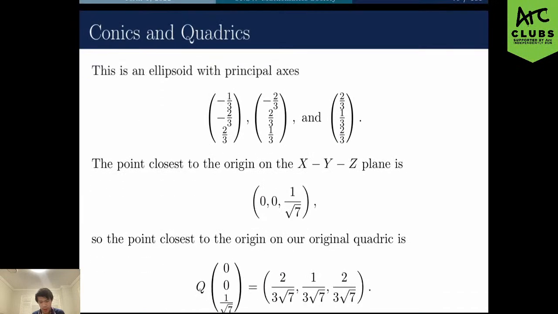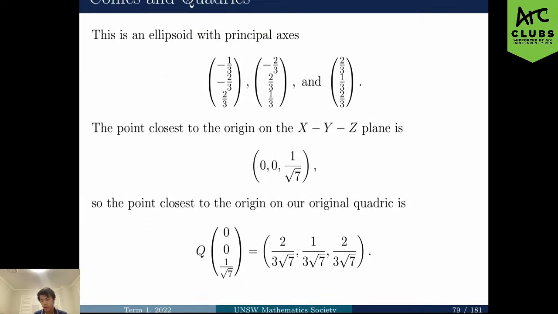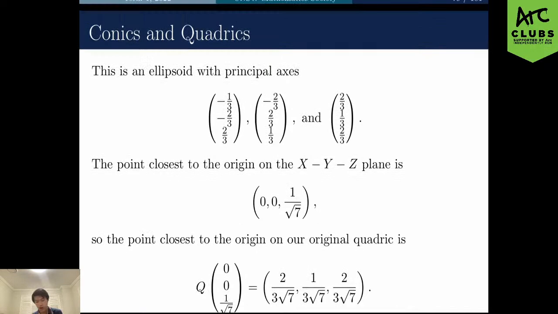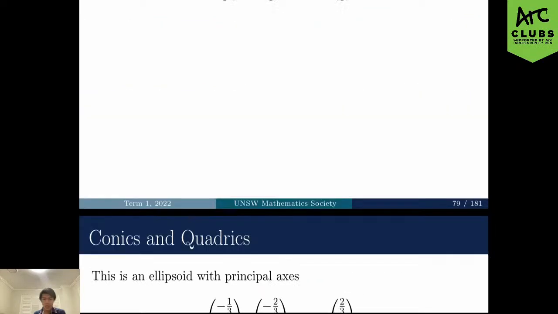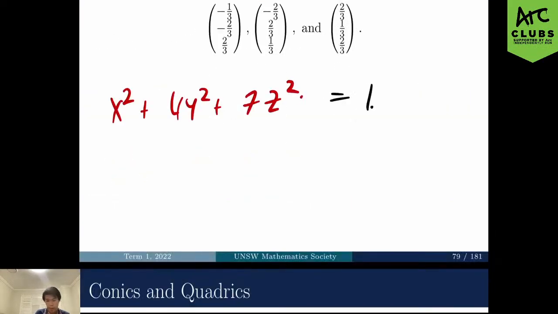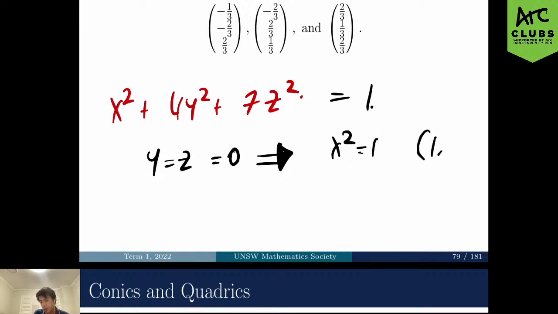The next question is asking us for the point closest to the origin on the xyz plane. To do that, we have to think about the ellipsoid x squared plus 4y squared plus 7z squared. An ellipsoid is defined by its intercepts. The x-intercept is when y and z are equal to 0, which implies x squared equals 1, so we've got (1,0,0) and (-1,0,0).